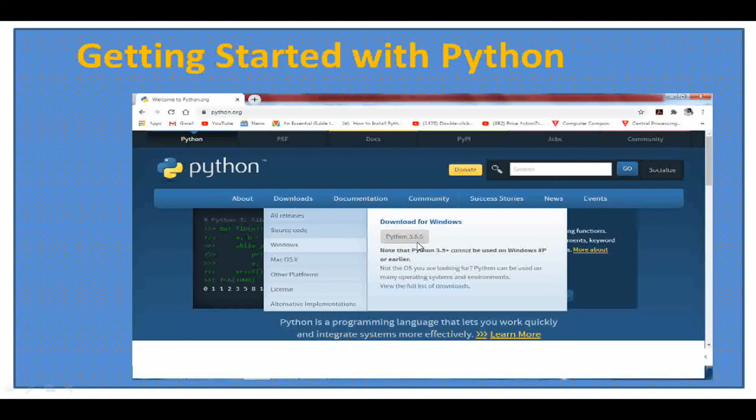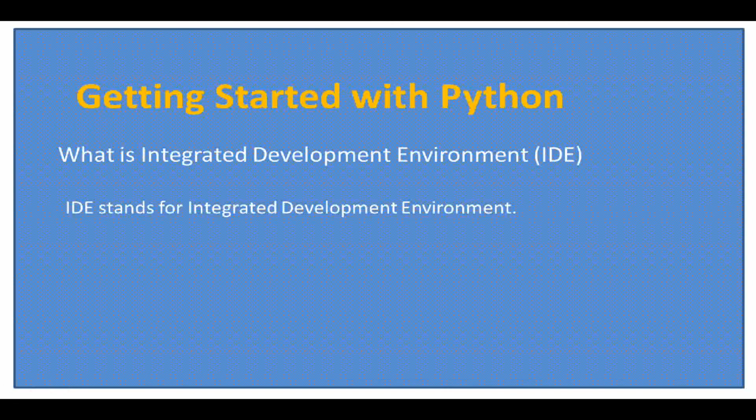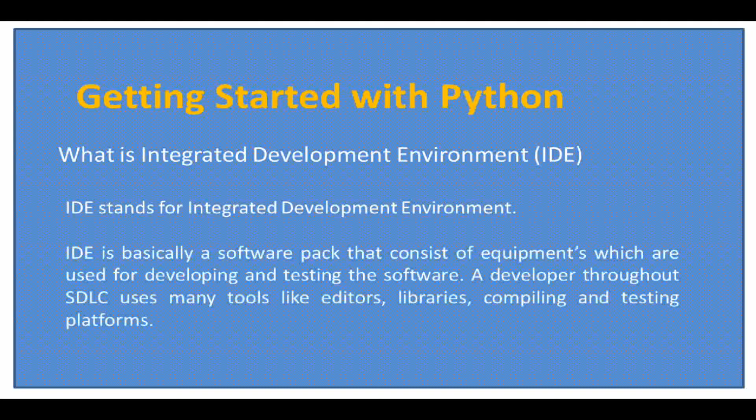Now see, this is the website location, python.org. You can open this website on your computer and then go to the download section, and there you can select the Windows operating system, and by clicking on the Download for Windows button, you can download Python on your computer. And then after following some simple steps, you can easily install Python on your computer.